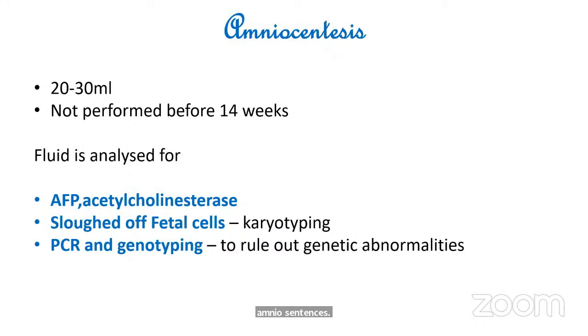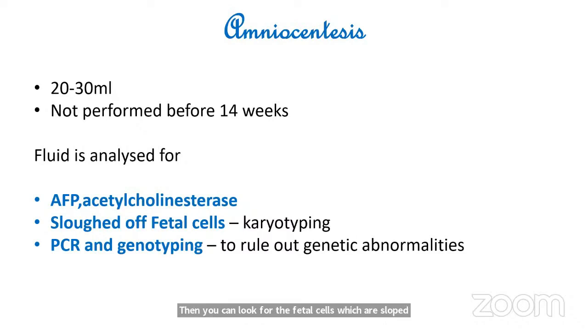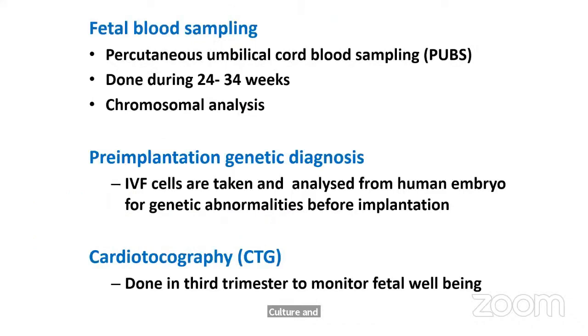Now, fluid is analyzed. What are the levels which you will assess in an amniotic fluid? AFP, acetylcholinesterase. Then you can look for the fetal cells which are sloughed off into the amniotic fluid. You can do karyotype if you're suspecting some anomalies. You can take those cells and culture and karyotype. Then PCR and genotyping also to detect the genetic anomalies. Fetal blood sampling is done during 24 to 34 weeks, again for chromosomal analysis.